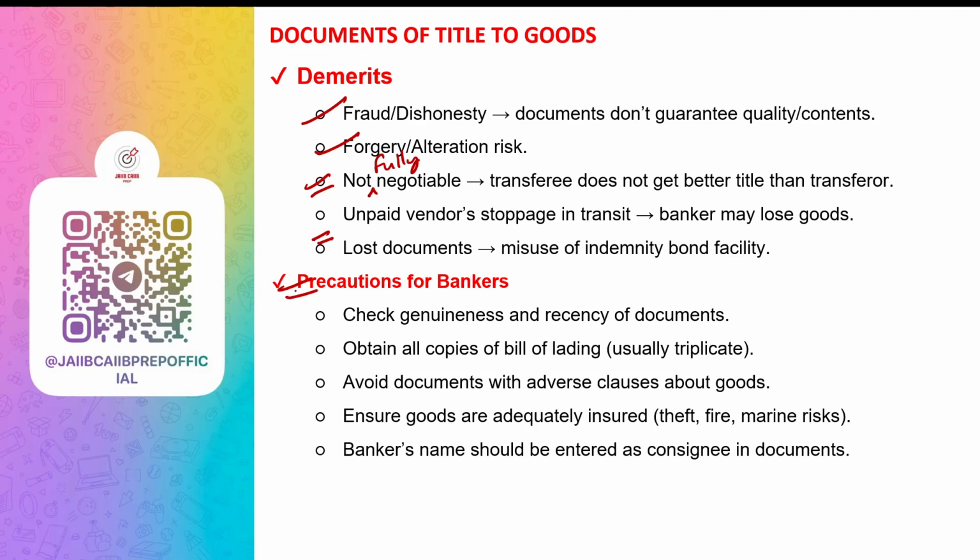Precautions required from banker's end: you check the genuineness, verify authenticity, date, and completeness. All the copies of bill of lading should be obtained, which are usually in duplicate or triplicate. So all the copies should be obtained. Ensure no remarks about damage or defect in goods are there. They must be insured against fire, theft, transit risk, marine risk, if marine risk is applicable. So whichever risk is applicable, the insurance should cover that risk. And bank's name should appear as consignee for safe title.